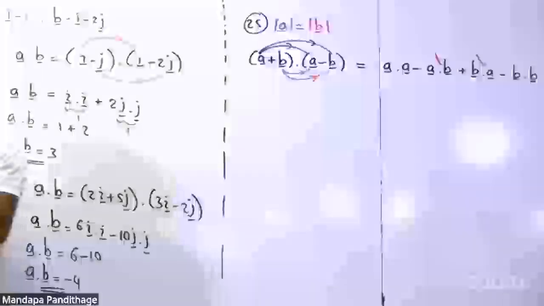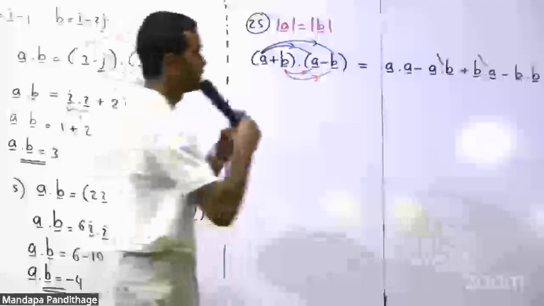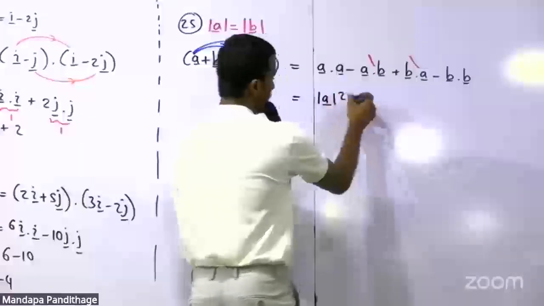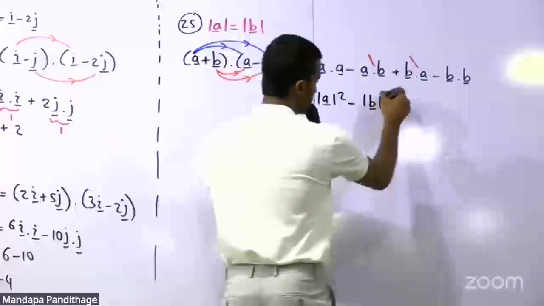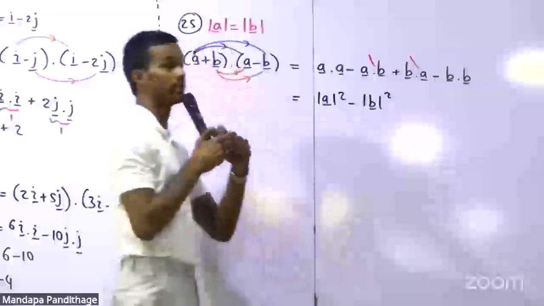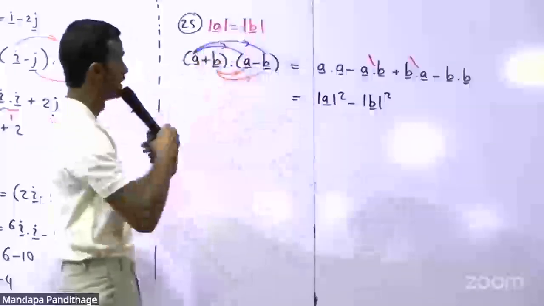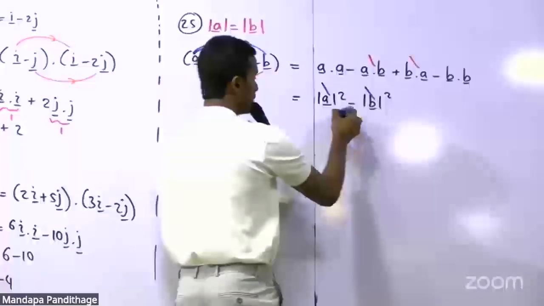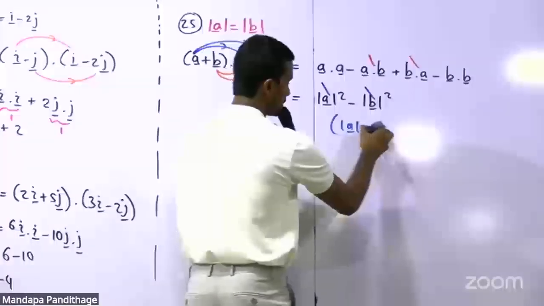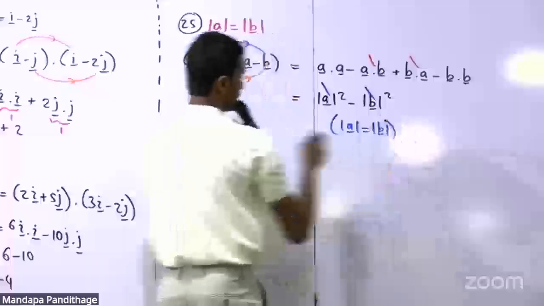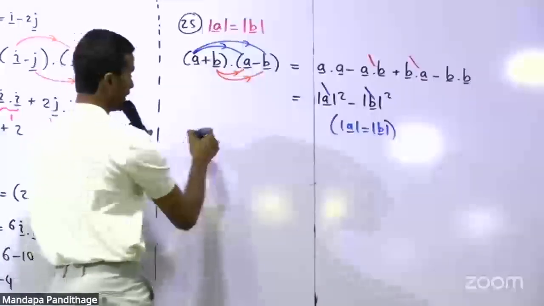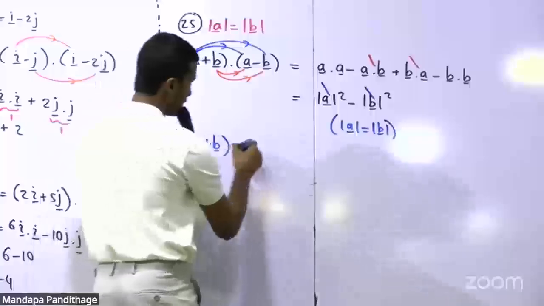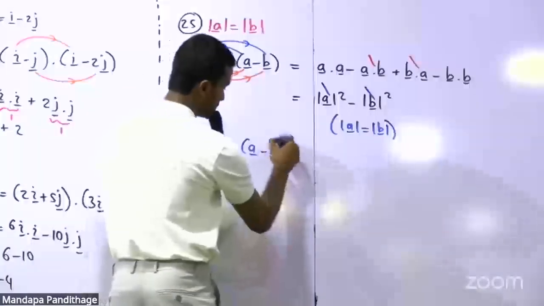A dot A is equal to the modulus of A squared, minus modulus of B squared. So that's why they have given the condition that modulus A is equal to modulus B. Okay, then I have A plus B dot A minus B is equal to 0.